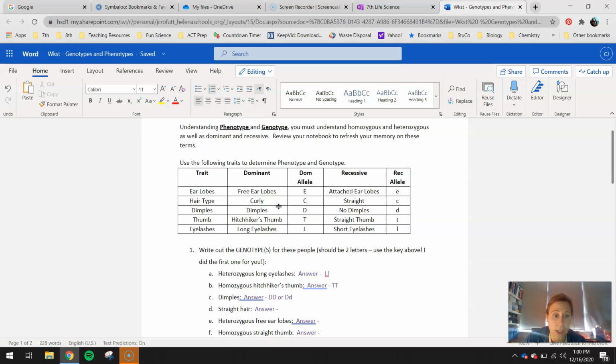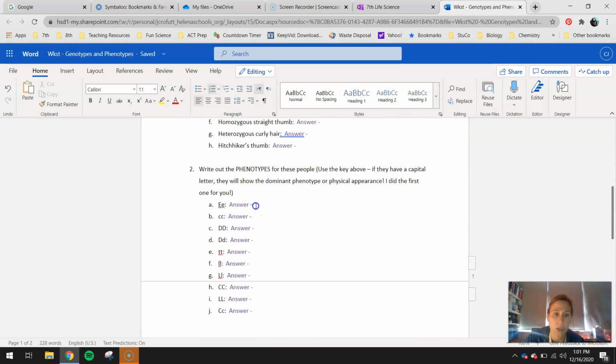If we have a heterozygous genotype of big E, little e, that means we're going to have free earlobes, because one parent, and that's all we need is 1 parent, passed down that dominant trait. So that child will have the same as that parent. So free earlobes. Here you guys would type in free earlobes.